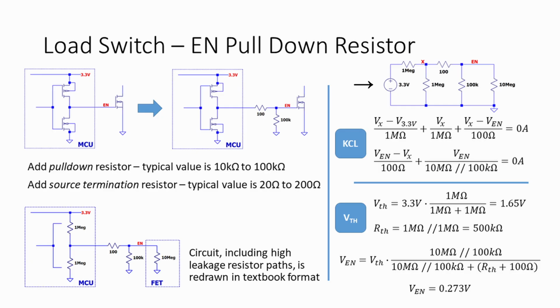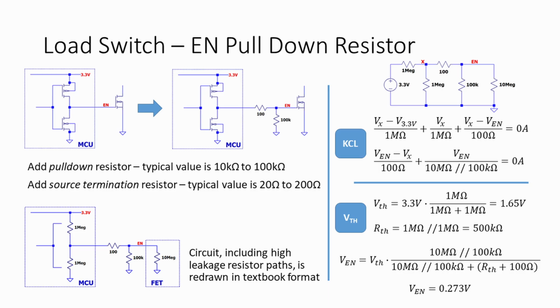There's two methods for solving this that are shown here. One is setting up the KCL equations, and the other is to use Thevenin voltage and resistance. You simplify the circuit, and then you solve it with voltage divider equations. Either way works, just a preference. If you solve this, it'll show that the enable voltage will be below 300 millivolts when the microcontroller is in high Z because of that pull-down resistor.